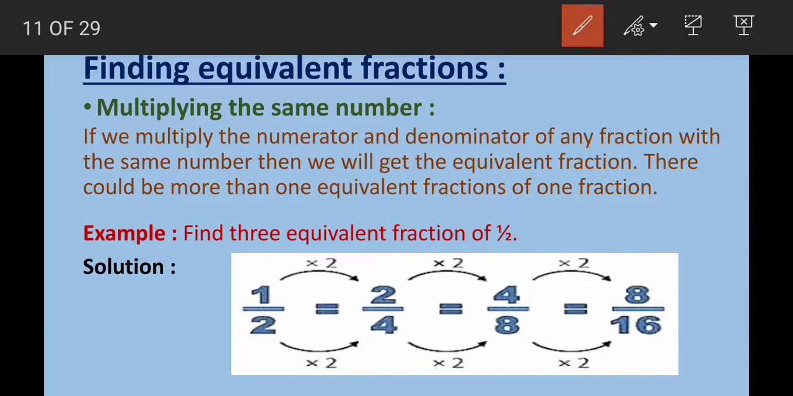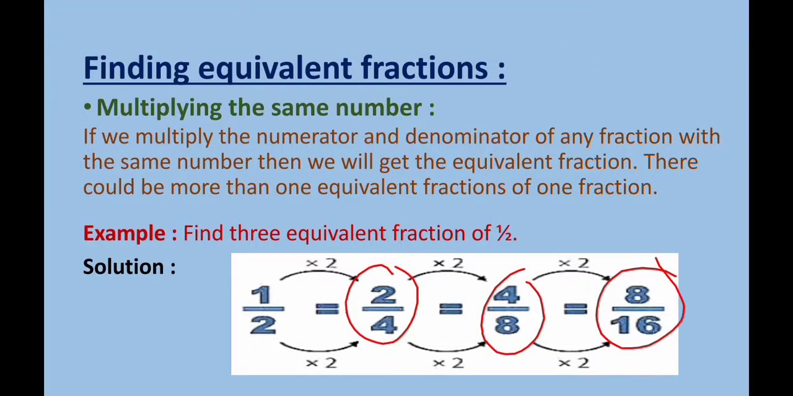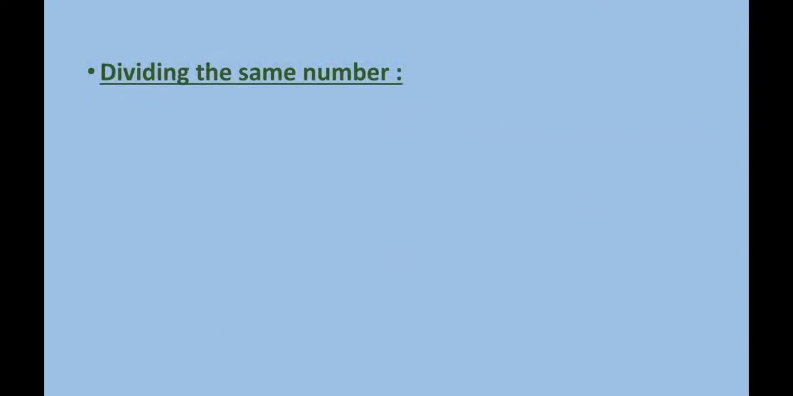So you can say that there are three equivalent fractions for 1 by 2, that is 2 by 4, 4 by 8 and 8 by 16. All these are equivalent fractions of 1 by 2. We can get an equivalent fraction just by multiplying the numerator and denominator by the same number. Now move to the next case, where we will get the equivalent fraction by dividing by the same number.